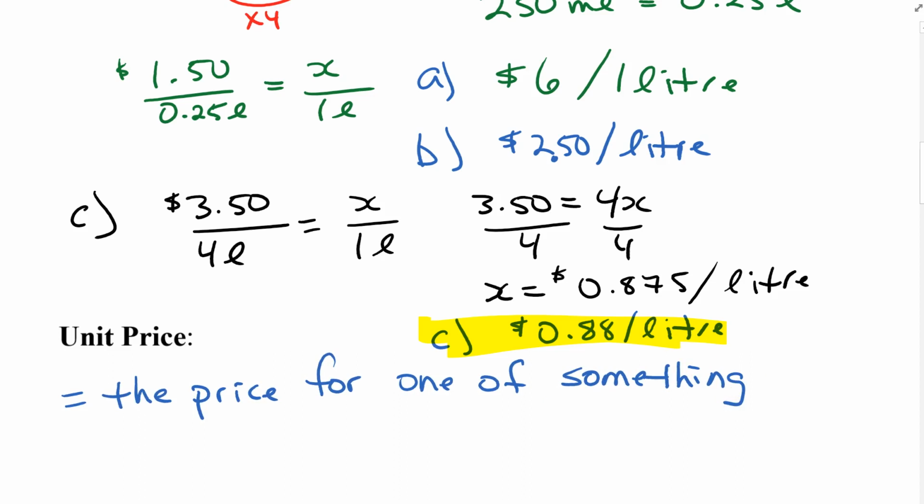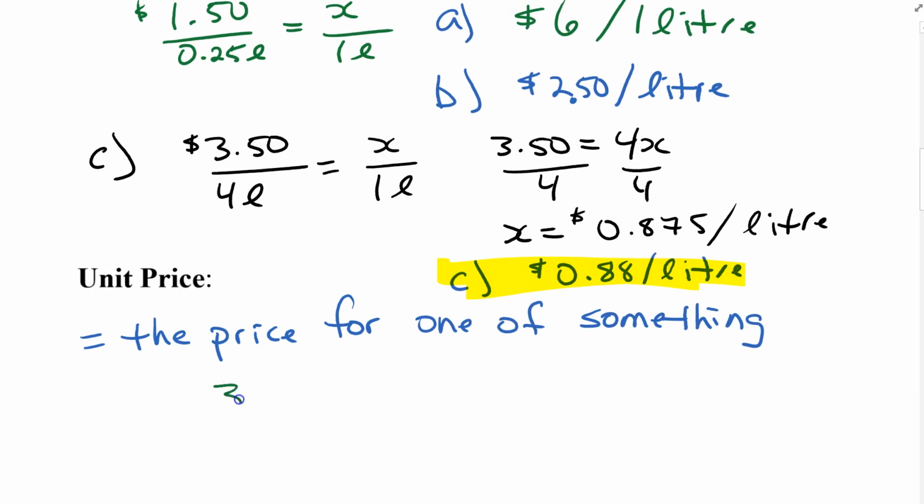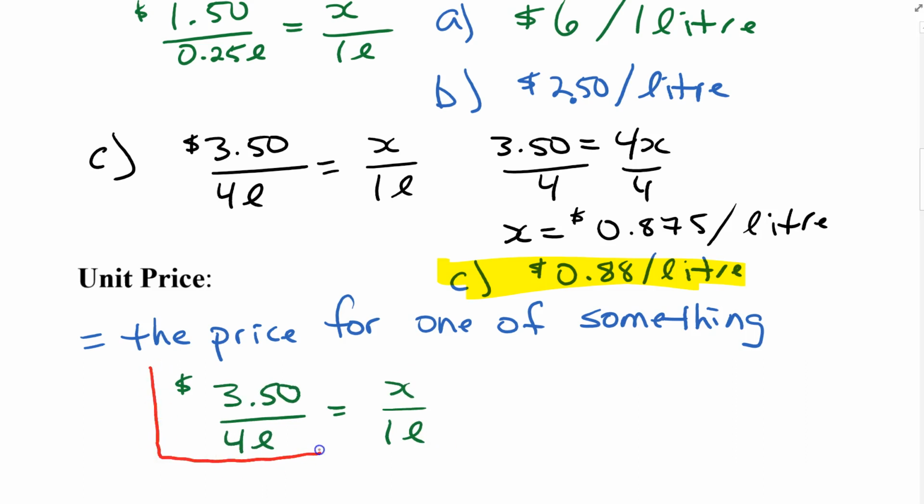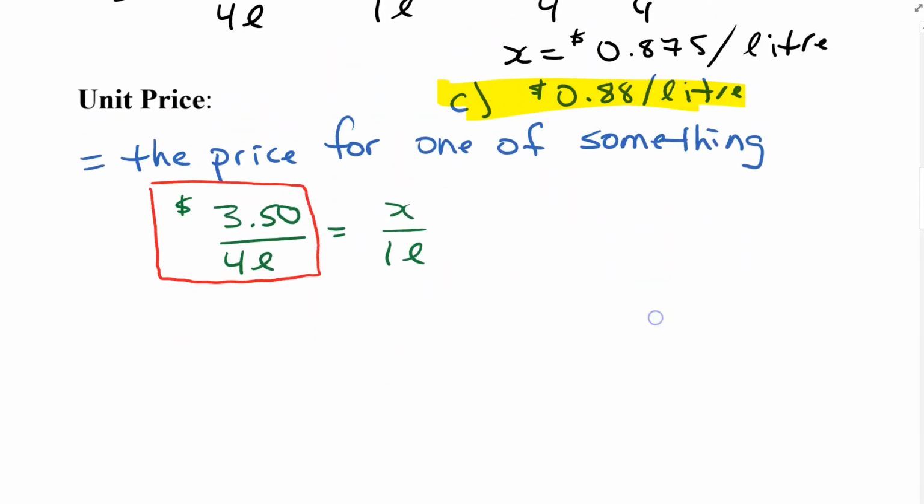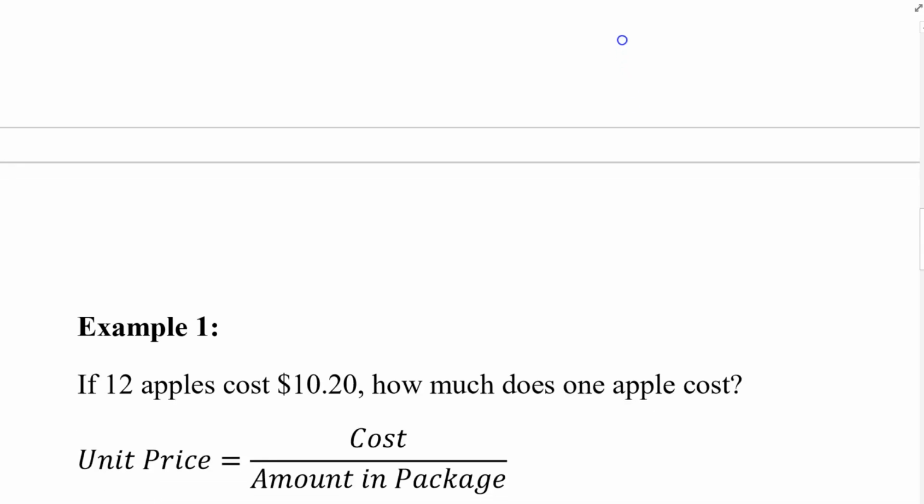Would you like to know a shortcut instead of having to do the whole cross multiplying? Well, let's look at this last example here. I did $3.50 divided by 4 liters was equal to X over 1 liter. Well, really, this is my answer for X. Instead of having to cross multiply, I got X over 1. I could just say it is the price divided by the number in the package. And there you go, unit price.